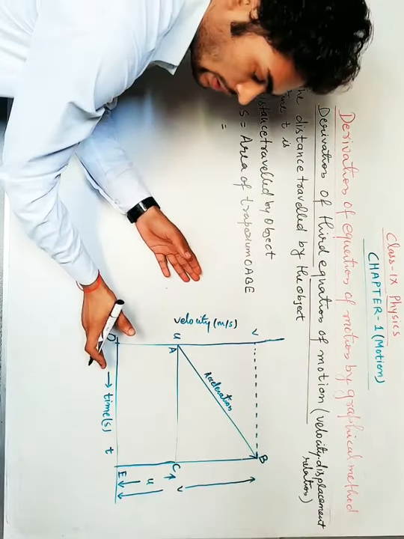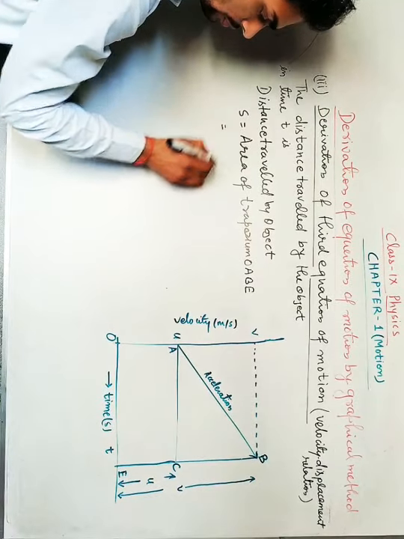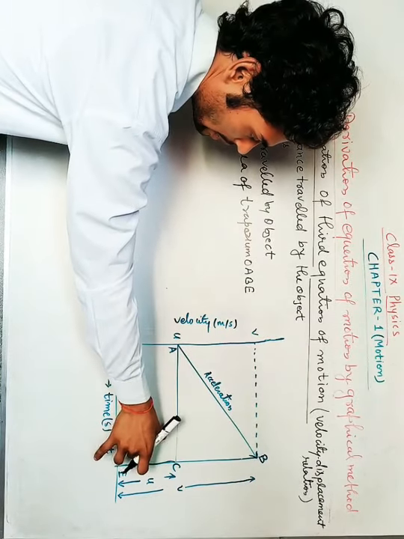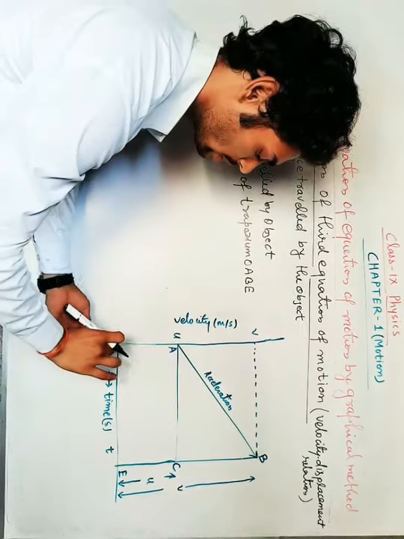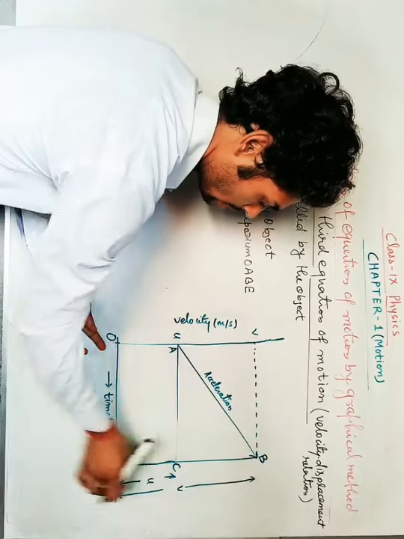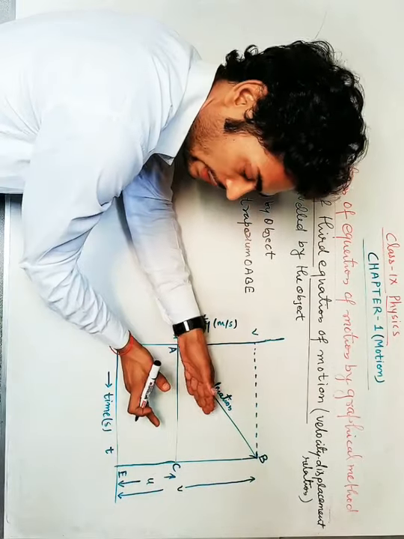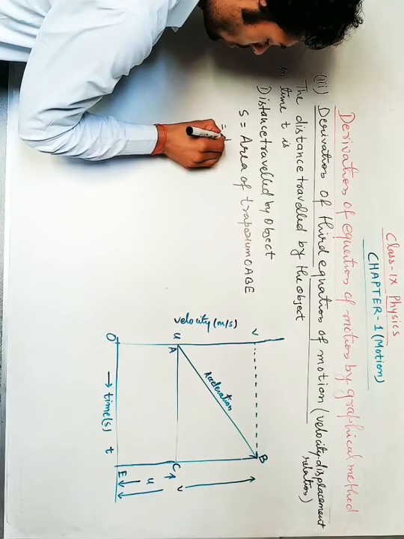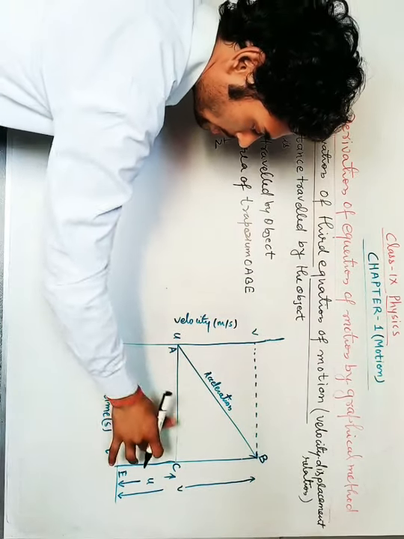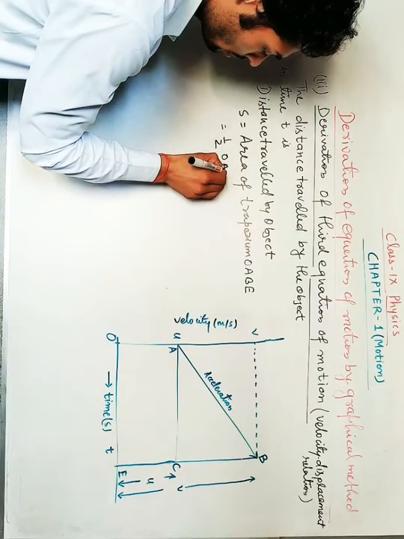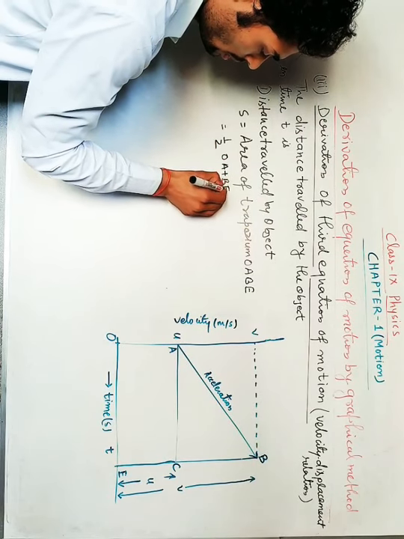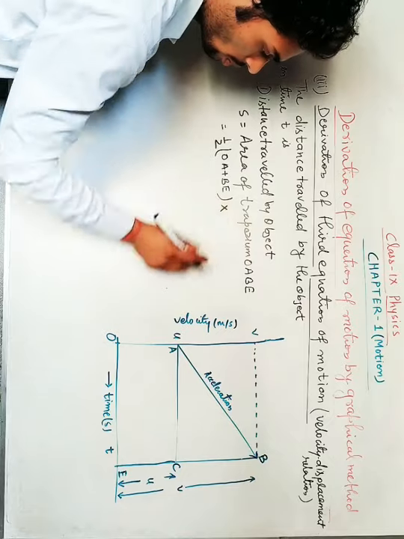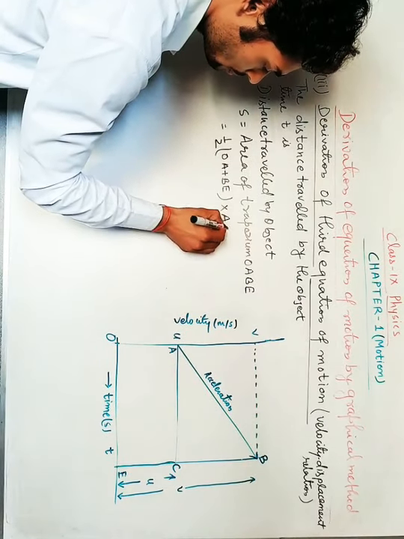Then the formula for the area of a trapezium is the sum of parallel sides divided by 2, into height. These are the parallel sides OA and BE of this trapezium. So the sum of parallel sides is 1 upon 2 into (OA plus BE), into height AC.